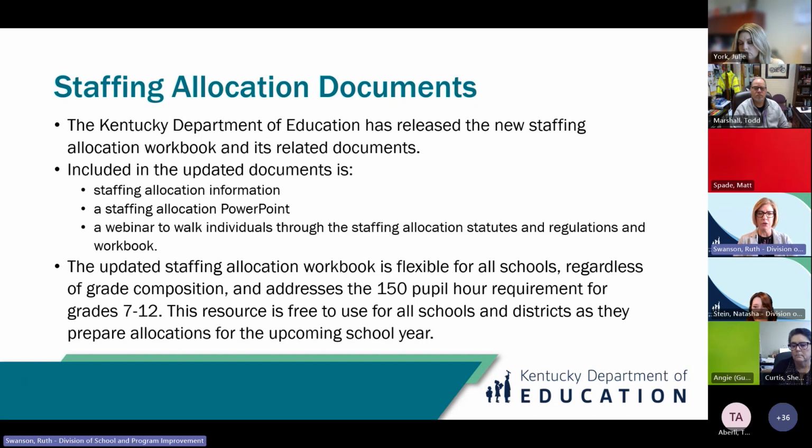One of the big updates to the workbook is that it's really flexible for all schools, regardless of your grade composition. And it specifically addresses that 150 per pupil or pupil hour requirement for grades 7 through 12. So this is a free resource. It can be used by all schools and districts as you look at preparing allocations for the upcoming school year.